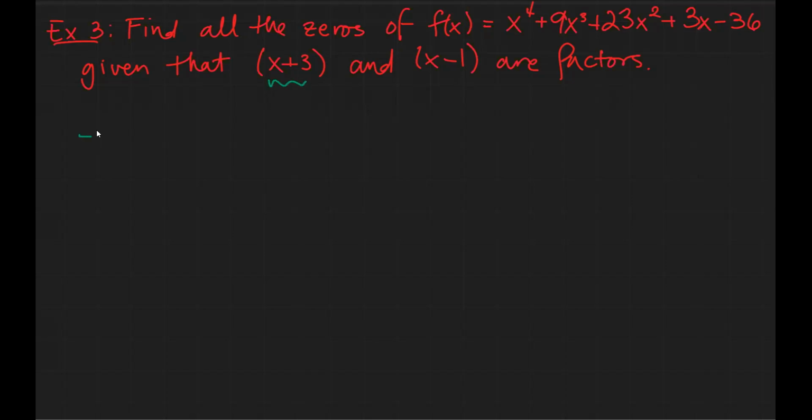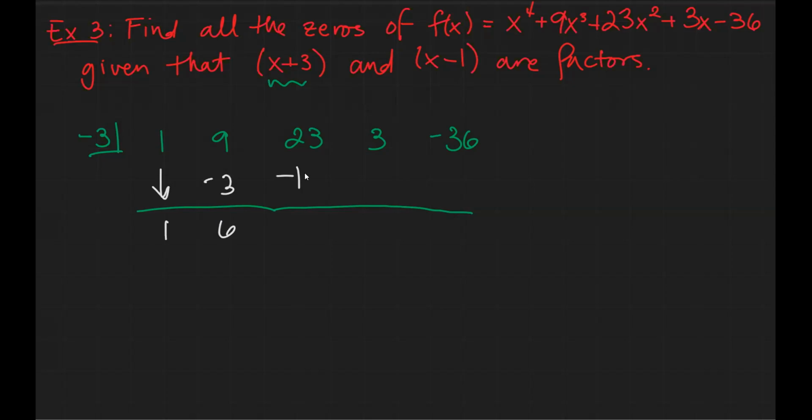That means we're going to put -3 on our shelf. And then let's line up our coefficients. So no missing terms. We have 1, 9, 23, 3, and -36. Okay, so do our little horizontal line. Bring down our first coefficient, 1. -3 times 1 is -3. 9 minus 3 is 6. -3 times 6 is -18. 23 plus -18 is 5. -3 times 5 is -15.